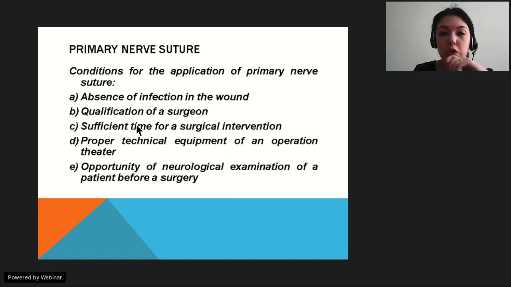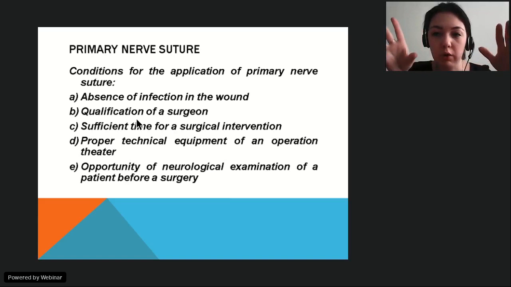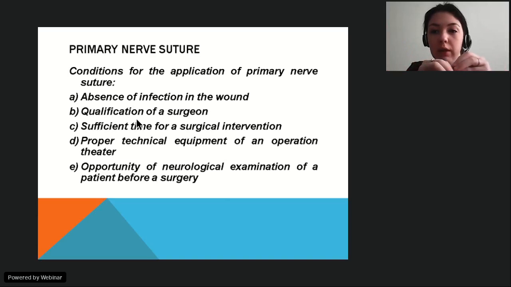Sufficient time for a surgical intervention. Again, to apply primary nerve suture is absolutely not compulsory. There are not so many advantages of it. And that's why if there is a massive and numerous trauma, and if there are not so many doctors and there are many patients who require treatment, then we can delay nerve suture. Okay, then proper technical equipment of an operation theater. So we need to have special neurosurgical instruments, of course, and the opportunity of neurological examination of a patient before a surgery.